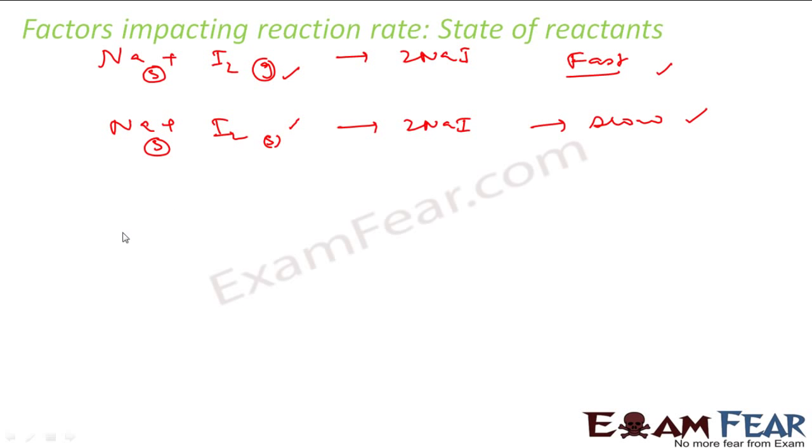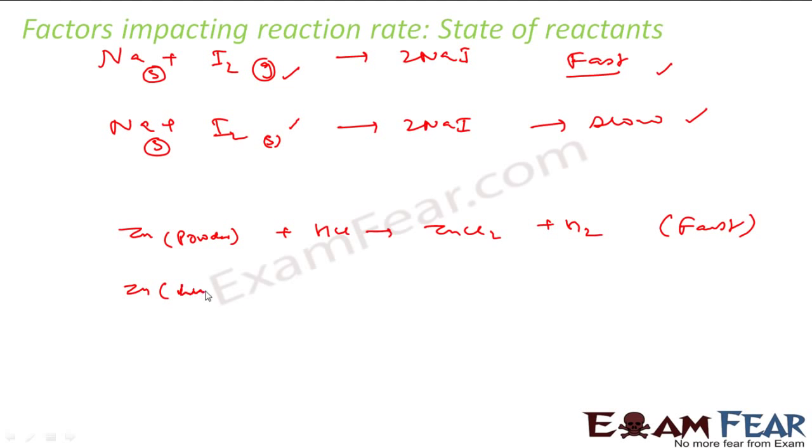Another example is if you take zinc powder, right, and you react it with HCl, you get zinc chloride, and obviously hydrogen gas will come out. And this will be a very fast reaction. If instead of zinc powder, you take a big zinc lump, with the same concentration of HCl, you will get the same zinc chloride and hydrogen gas, but this will be a slow reaction.